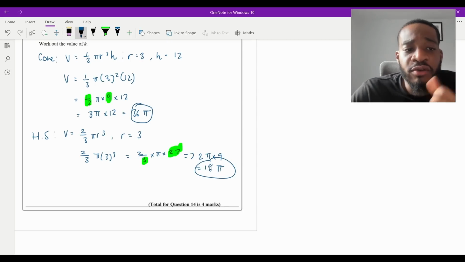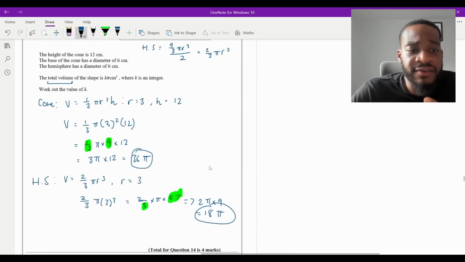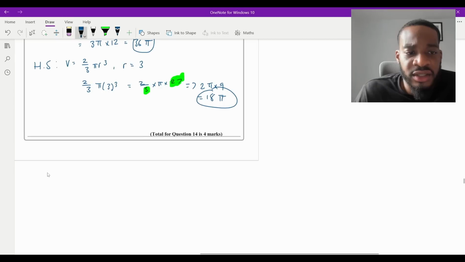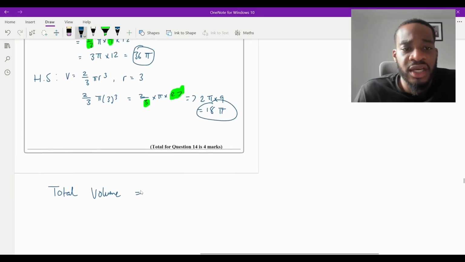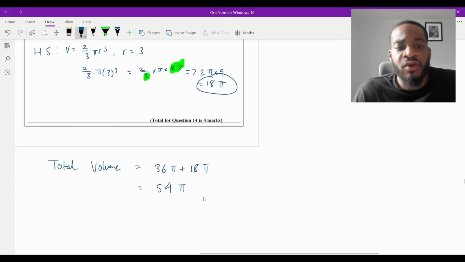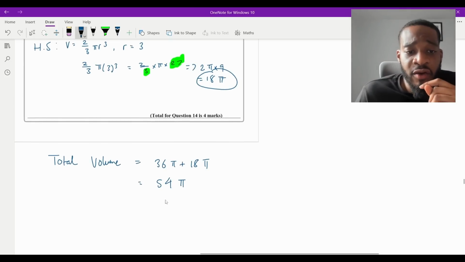Perfect. So now we've got the volume of the cone and the volume of the hemisphere. The total volume of the shape is k pi. So what we can do now is add those together. Total volume is going to equal the volume of the cone, which is 36 pi, plus the volume of the hemisphere, which is 18 pi. 36 plus 18 is 54, isn't it? So therefore, the volume is 54 pi. Now remember, it was in the form of k pi. Comparing that, you can see quite clearly that k must equal 54. So therefore, k is equal to 54.